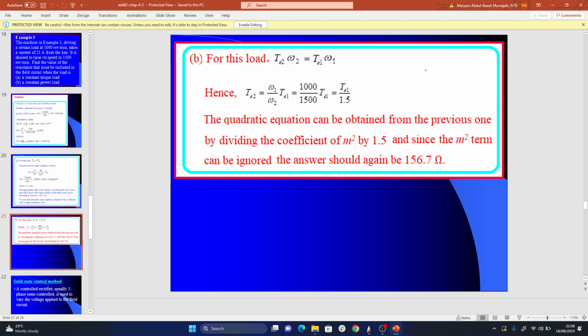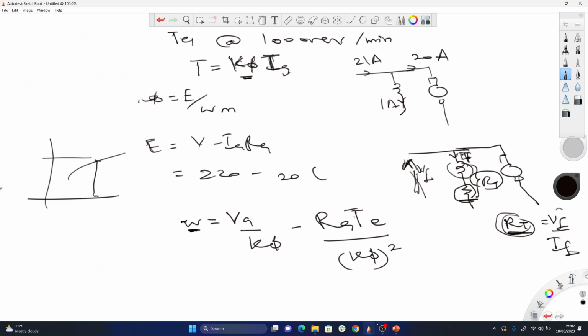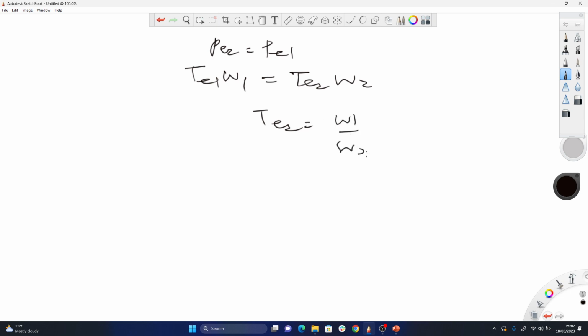Okay. Now the second condition is constant power, right? Constant power load. So if I have a constant power load, it means that PE2 is equal to PE1, right? And power is torque times speed. So TE1 omega 1 is equal to TE2 omega 2. So my TE2 is equal to omega 1 over omega 2 times TE1.